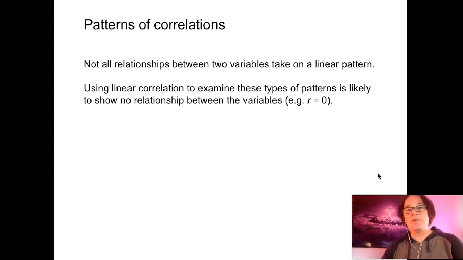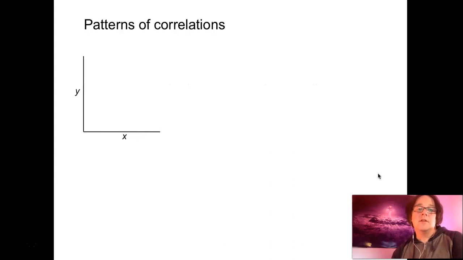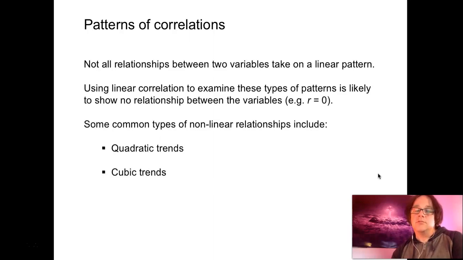So remember, when it comes to correlation, we're dealing with linear relationships or linear patterns between 2 variables. The same is going to hold true when we talk about regression in this class. So some common types of nonlinear relationships include quadratic trends and cubic trends.